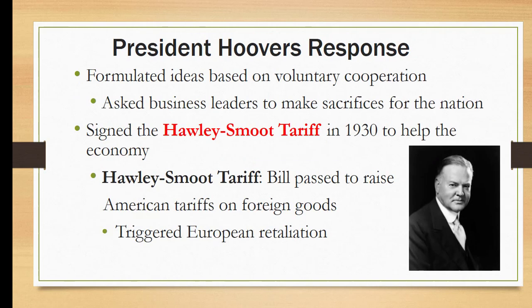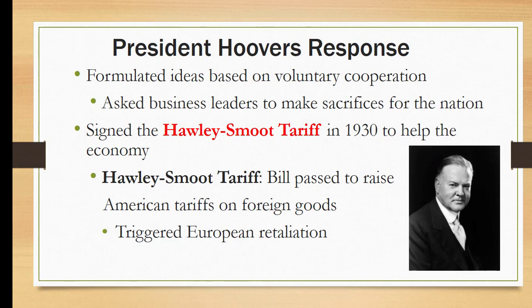Now, these ideas based on voluntary cooperation, they're only going to go so far. And so he's going to ask business leaders to make sacrifices for the nation. Instead of laying off or outright firing workers in a particular organization, the idea was perhaps someone further up in the company can take a modest pay cut so that one of these workers that otherwise would be laid off could maintain a position within the company.